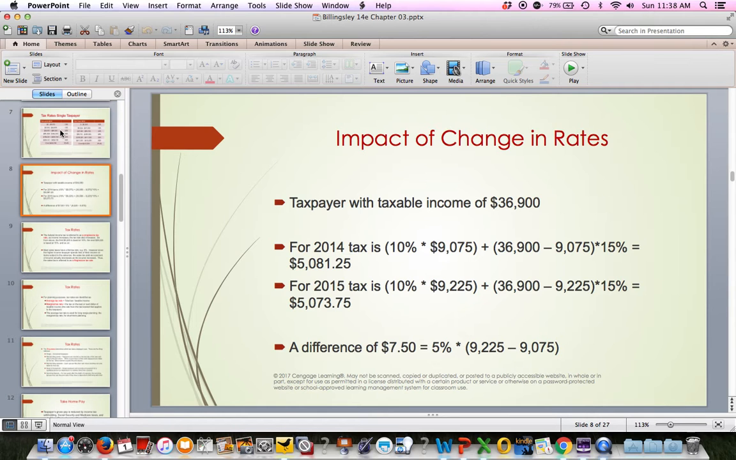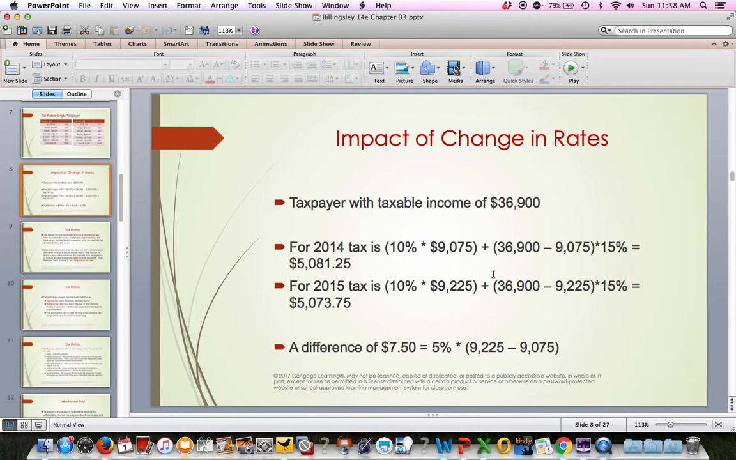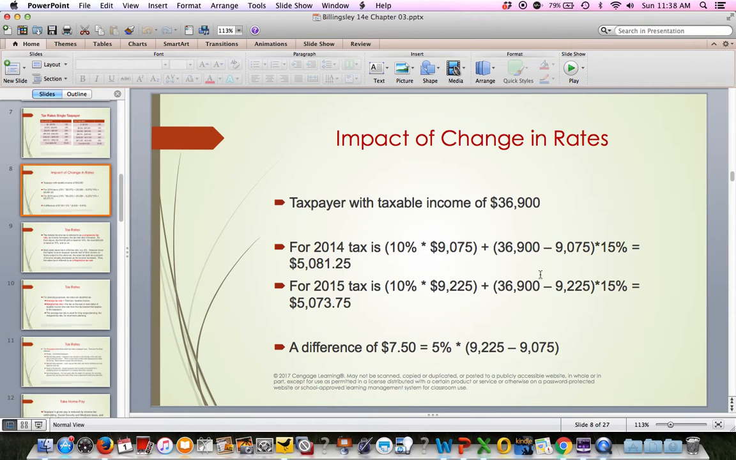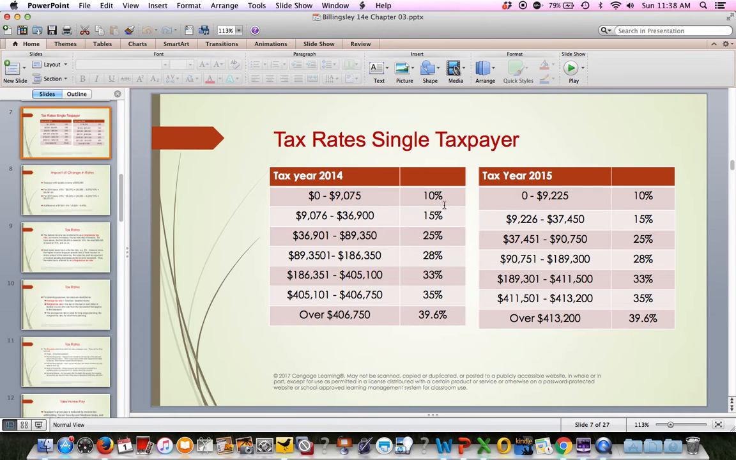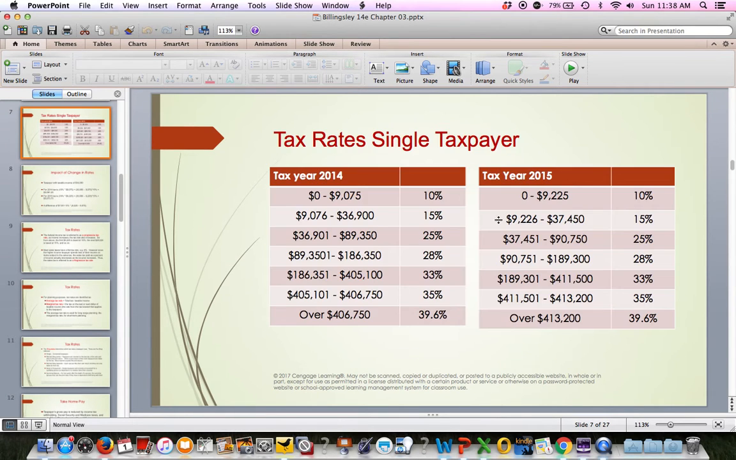So for 2014, the tax is right here, 10% times 9,075, and we look at the rate. So 10% at 9,075. And then 36.9, which is the next bracket. We subtract the 9,075 and multiply by 15% because that was the next rate. So you're taxed 10% on your first 9,075. Then from 9,076 to 36.9, you're taxed at 15%. Okay, so that's how it's computed. So 5,081.25.